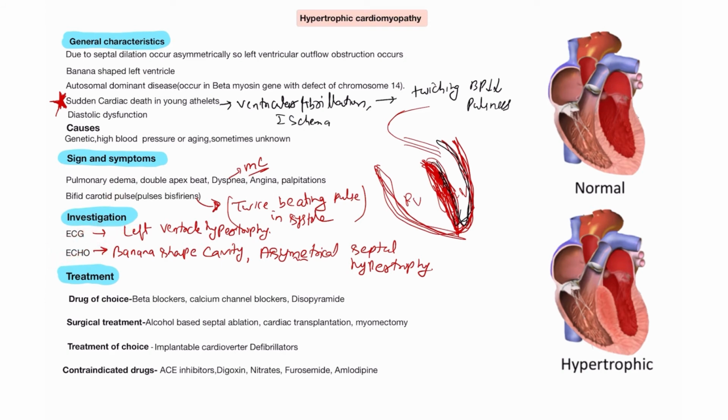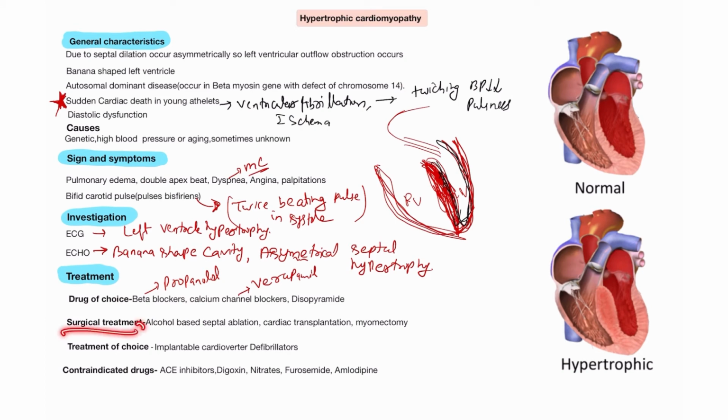What is the treatment? Treatment is very important for hypertrophic cardiomyopathy, because the drugs of choice are beta blocker, calcium channel blocker, and disopyramide. Beta blocker, as you all know, like propranolol, and also calcium channel blocker like verapamil, which is also used in hypertrophic cardiomyopathy, and disopyramide. The drug of choice for hypertrophic cardiomyopathy is a beta blocker like propranolol.